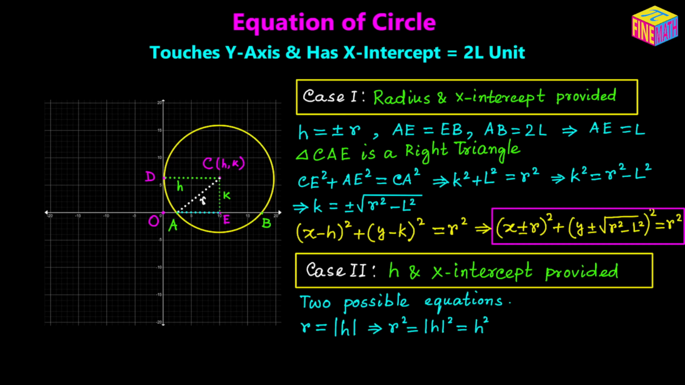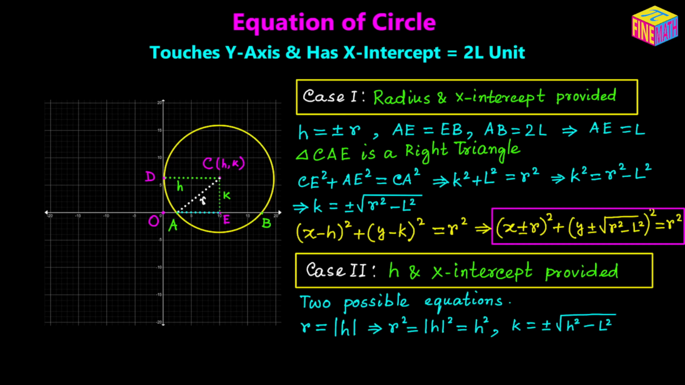And now let's try to find out the value of k. We have just seen that k is equal to plus or minus square root of r squared minus l squared. In this case, in place of r squared, I have written h squared because r squared is also equal to h squared, and we know the value of h and l, so I am trying to represent the value of k in terms of h and l.